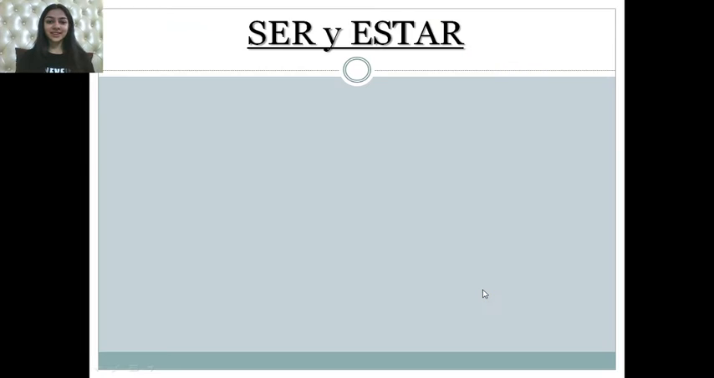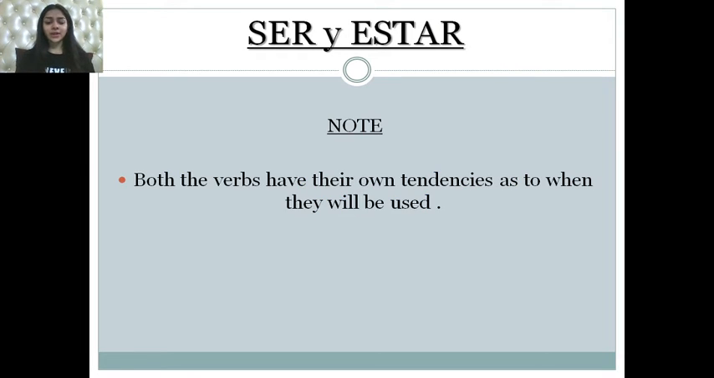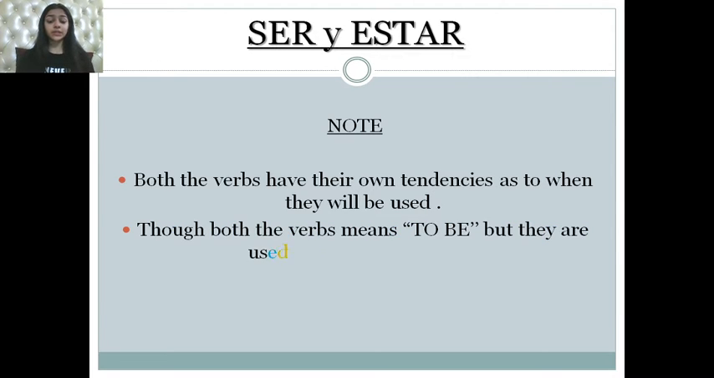So, let us begin with the introduction first. Both the verbs have their own tendencies as to when they will be used. Though both the verbs mean to be, they are used with different things.